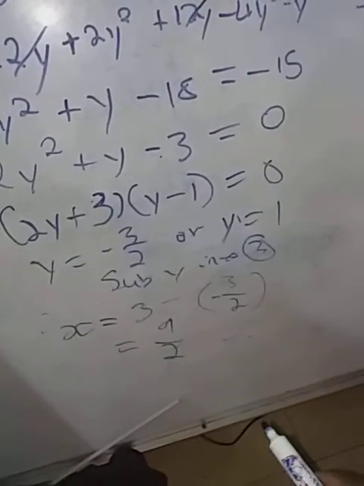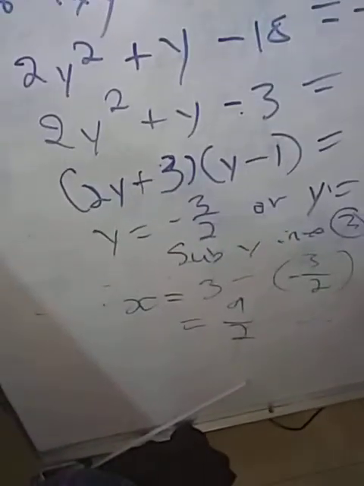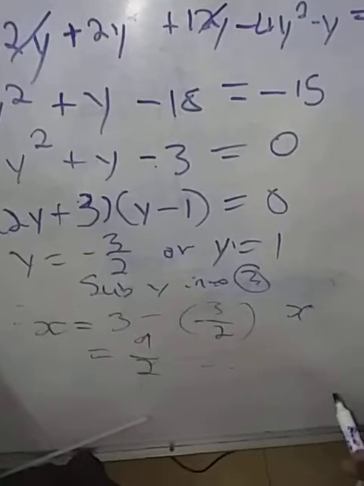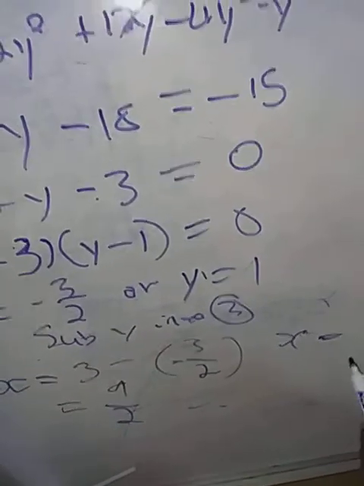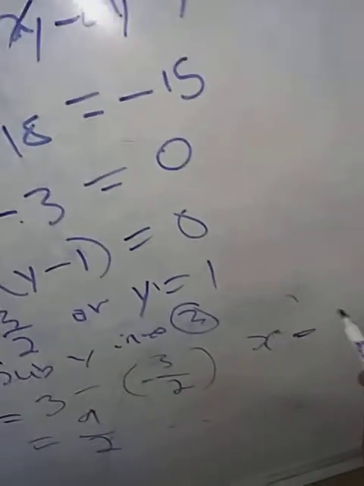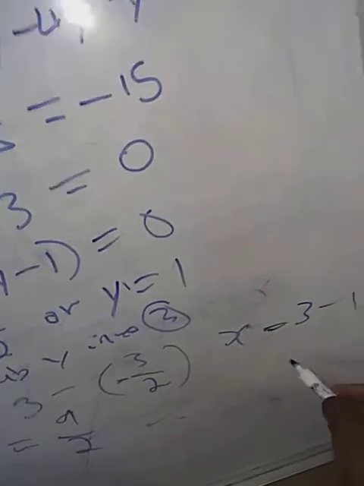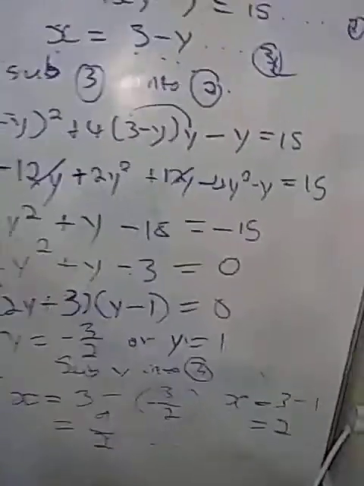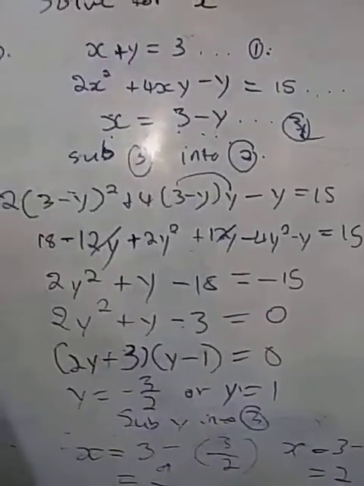Now you're going to substitute 1. You say x is equal to 3 minus 1, which is equal to 2. Then now you have your x and your y values, and you're done with your simultaneous equation.